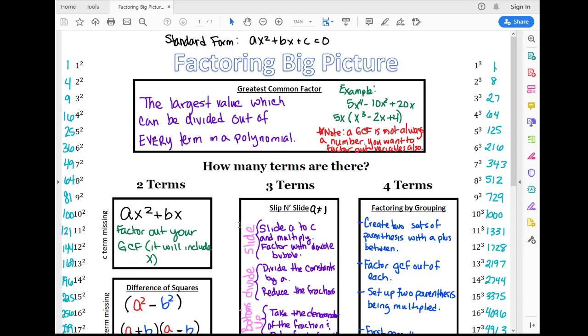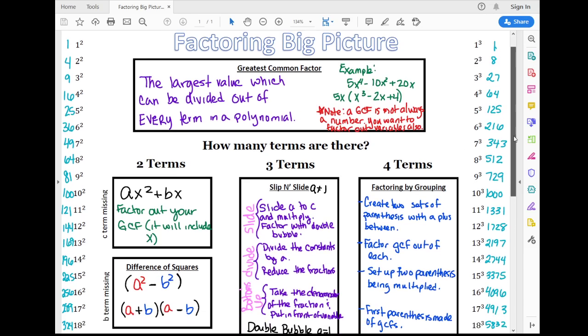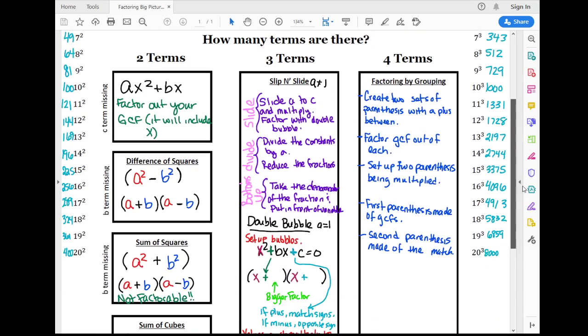Once you've determined what your greatest common factor is, then you want to think about how many terms there are. So if you have a polynomial with 2 terms, you're going to look at this left-hand column of boxes. 3 terms, you'll look at this middle box. And 4 terms, you'll look at this far box. So that is a guide in terms of starting to figure out which of our methodologies we'll be using.